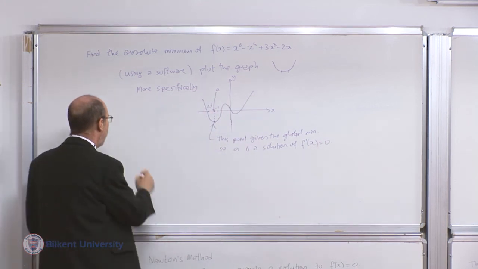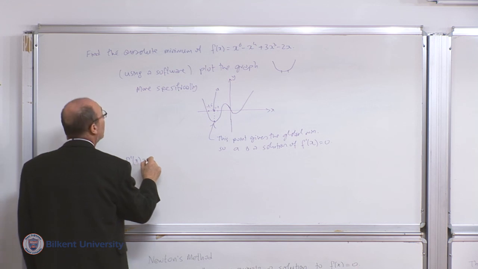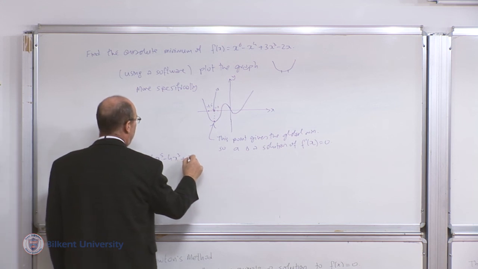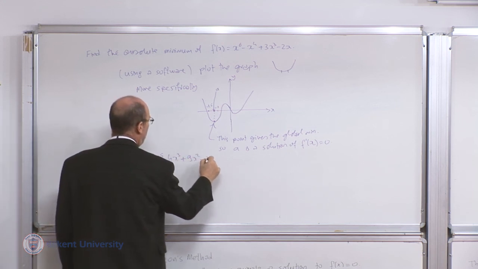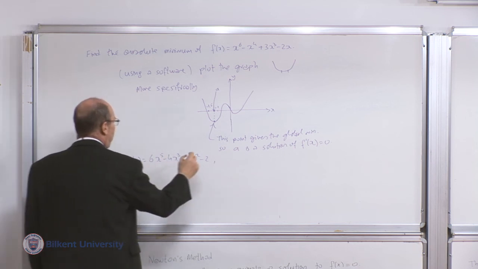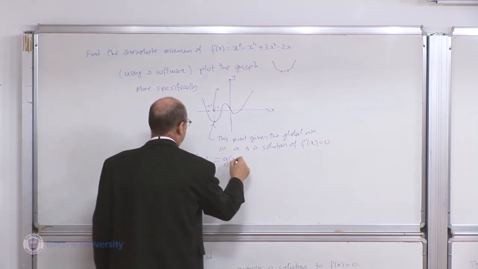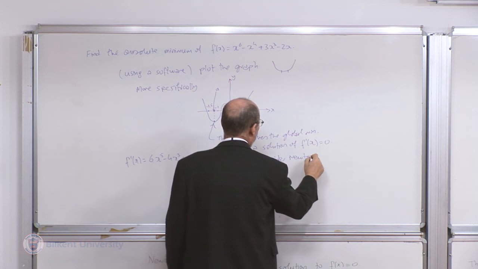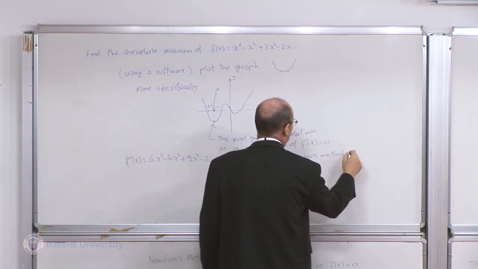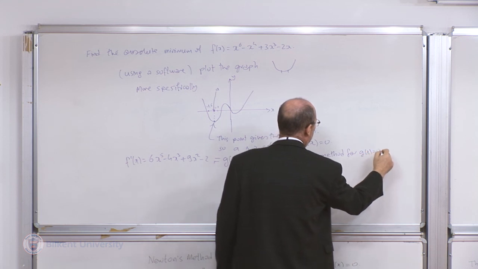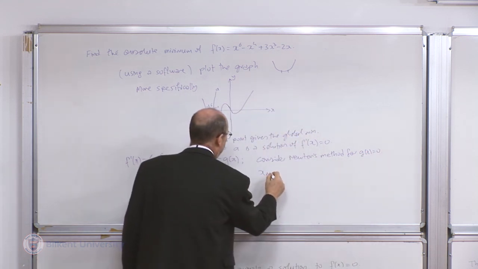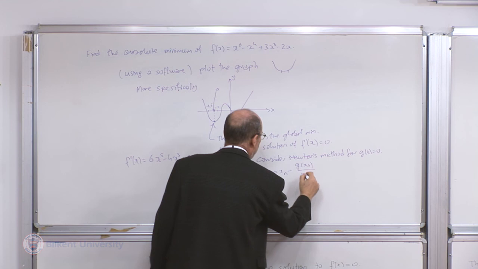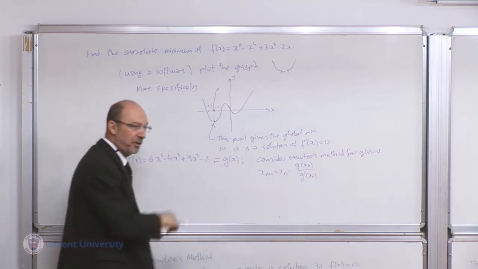Okay? So you write f prime x is equal to 6x to the power 5 minus 4x cubed plus 9x squared minus 2. Okay? Take this as g of x. Consider Newton's method for g of x equals 0. Okay, so you will have x_{n+1} equals x_n minus g of x_n over g prime of x_n. So you'll take the derivative of this once more.